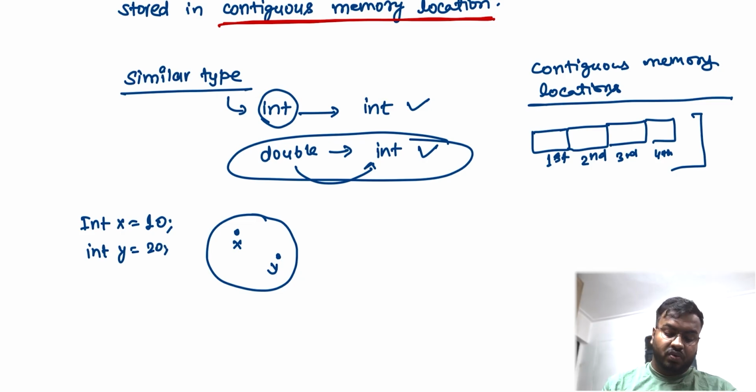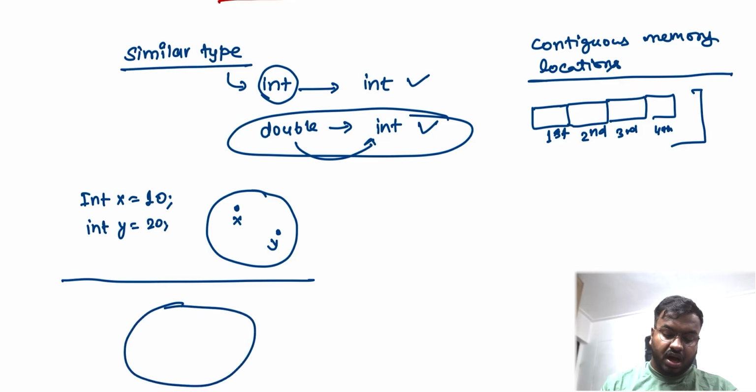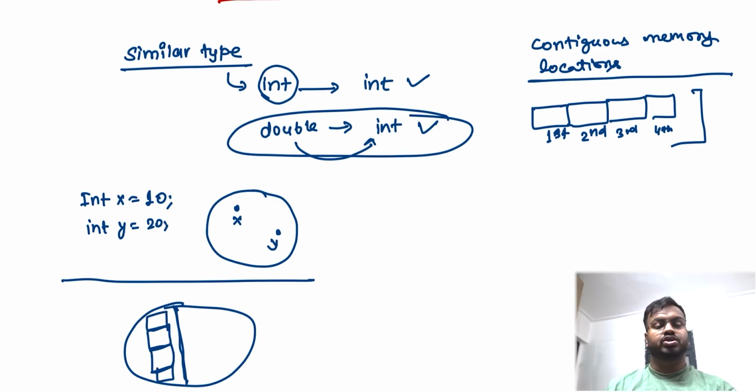But in case of array, what happens? In case of array, a chunk of memory is blocked to store the array. For example, this memory is used to store the particular array in which every element will lie next to each other. If this is the first element, the next element will lie here, the next element will lie here. So every element lies next to each other. So this is contiguous memory location, meaning array stores the data in the form of contiguous memory location. So this is how data is stored in an array. I hope this is clear to everyone.